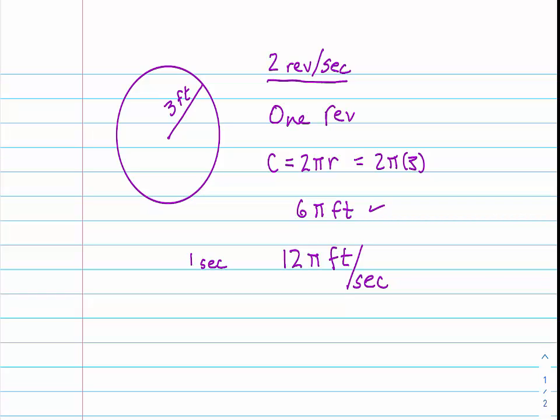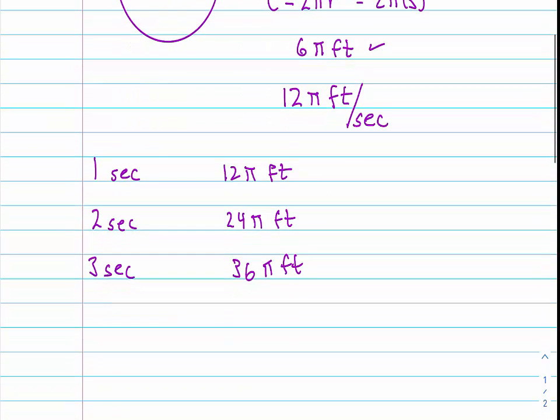Let me do this. After 1 second, let's think about the distance. After 1 second, we've gone 12 pi feet. Now, after 2 seconds, we've gone 24 pi feet. After 3 seconds, we've gone 36 pi feet, because every second it picks up an additional 12 pi feet of distance.